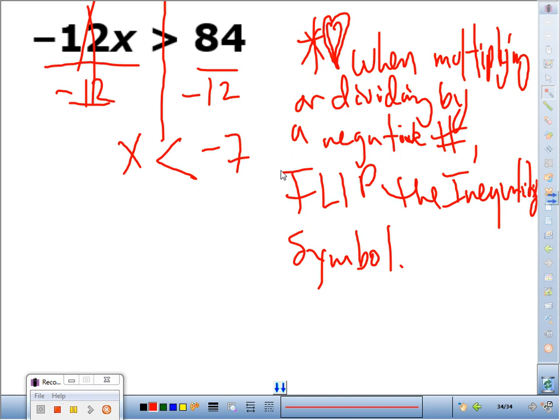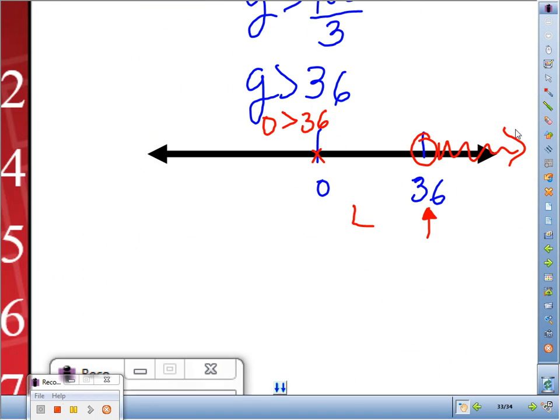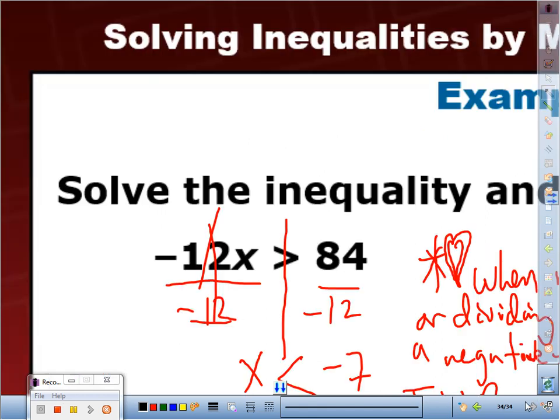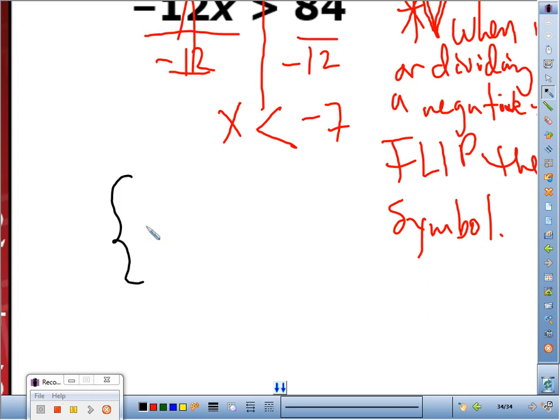And once again, on the previous ones, on this one I forgot to do one thing. What was it? Solution set. Solution set of all g such that g is greater than 36, and so on and so forth. Now for this one, the same thing. Solution set is what? x such that x is less than negative 7, and graph. Does the variable always have to be on the left? Not necessarily. If the inequality has the variable on the other side, for right now, just write it as is.